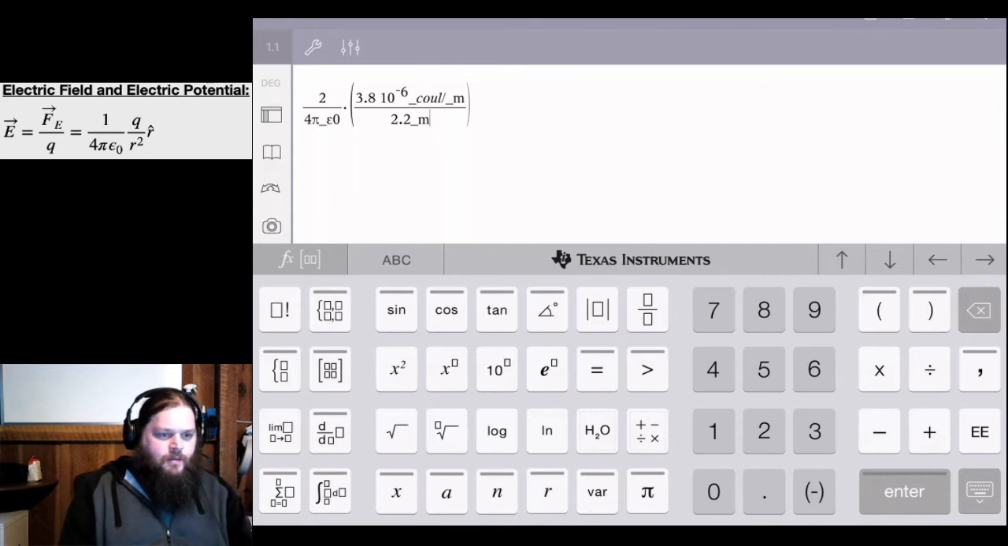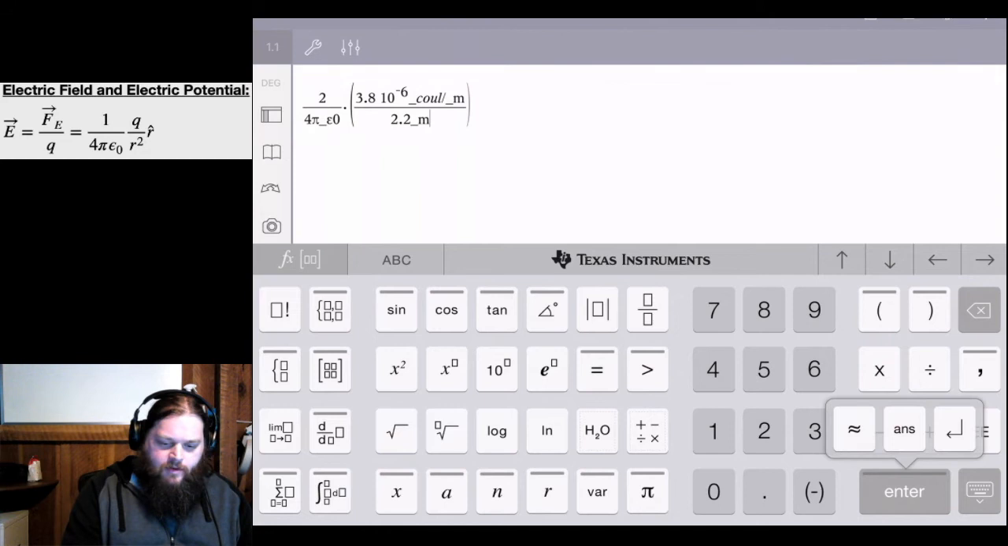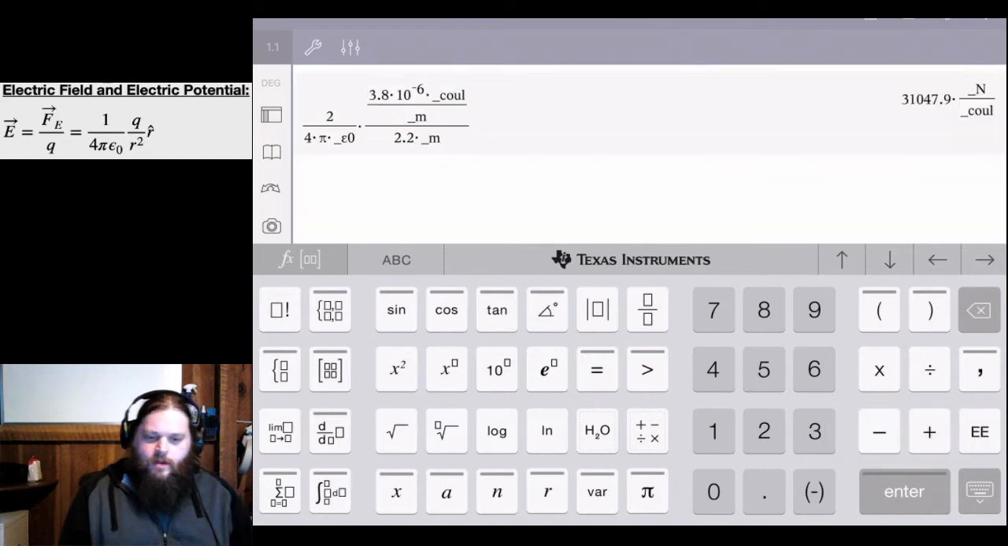So, and we're going to square that. That's one thing, no, I don't need to square that. That's for the electric field. But that should give us a proper, what is it, 31,047.9 newtons per coulomb. That's the strength of the electric field next to an infinitely long line.